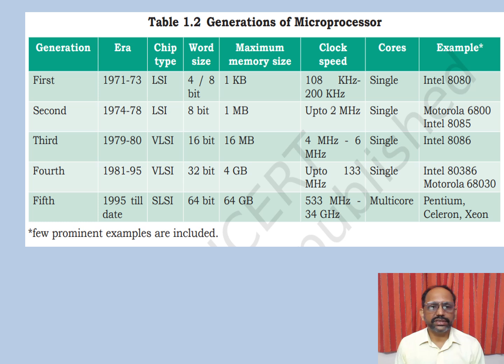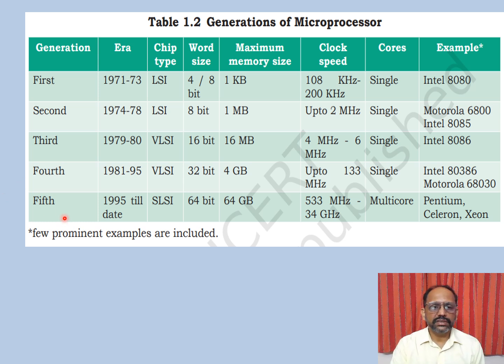The fourth generation started in the years 1981 to 95. VLSI type of microchips were used. The word size was 32-bit. 4 GB was the maximum memory size, and the speed increased to 133 megahertz. It was a single core microprocessor. The 80386 microprocessor and Motorola 68030 are examples of 4th generation microprocessors.